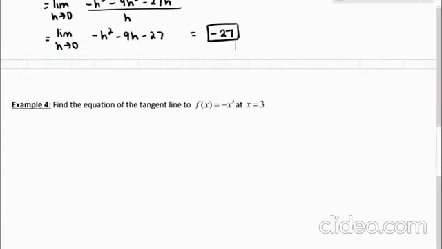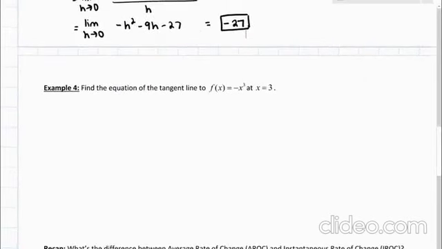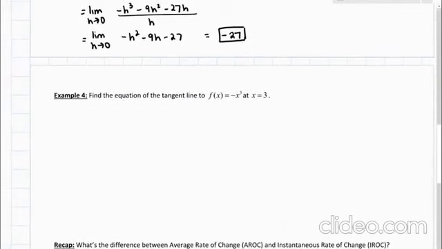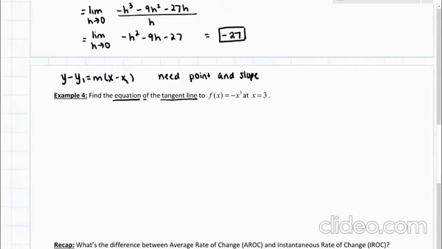So for number 4, it says find the equation of the tangent line to f of x equals negative x cubed at x equals 3. So if we're writing the equation of the tangent line, it's the equation of any line. So to write an equation of a line, we need a point and your slope. So if we have a point and the slope, then we can use point slope form to write our equation of our line. You're going to find that we're going to use point slope form very frequently throughout this course, much more so than slope intercept or standard form. You're going to see point slope form with regularity.